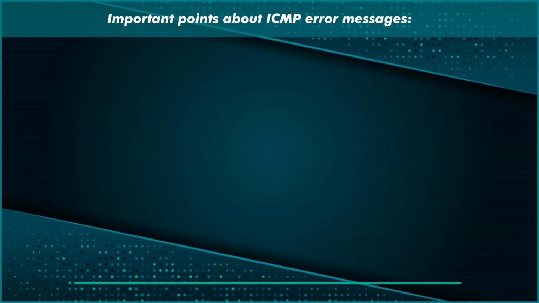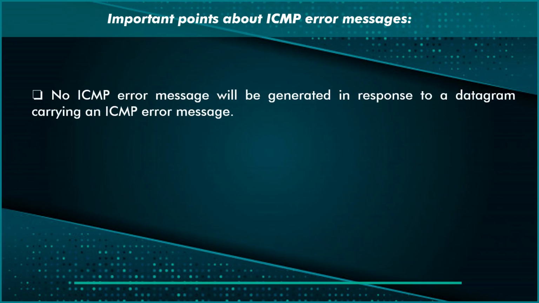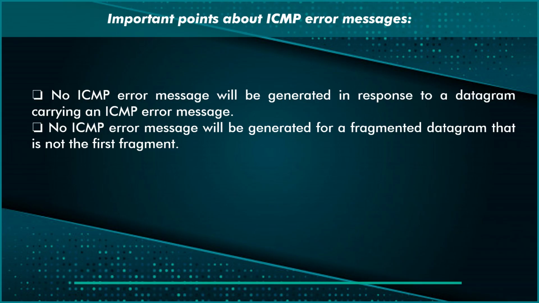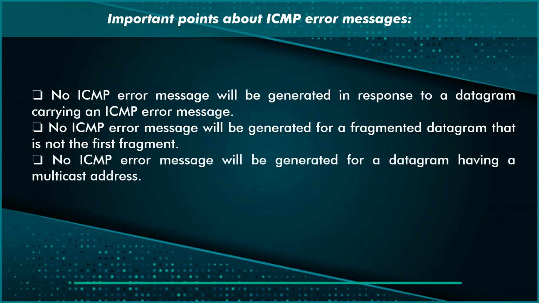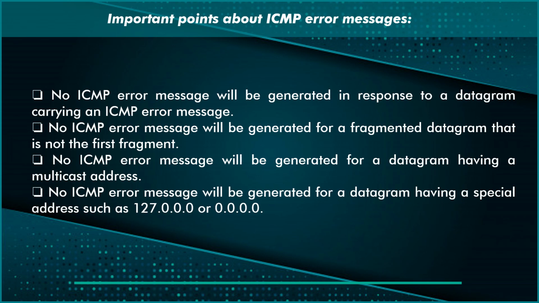There are a few important points about ICMP messages shown here. The first one is that no ICMP error message will be generated in response to a datagram carrying an ICMP error message. No ICMP error message will be generated for a fragmented datagram that is not the first fragment. No ICMP error message will be generated for a datagram having a multicast address. The last point is that no ICMP error messages will be generated for a datagram having a special address such as 127.0.0.0 or 0.0.0.0. So these are the points we have to remember about error messages.